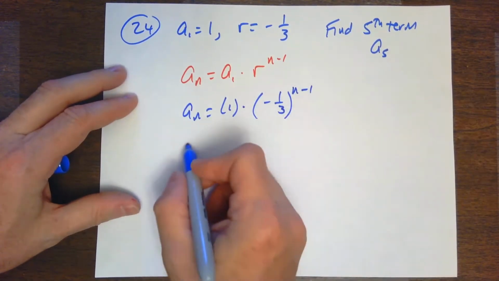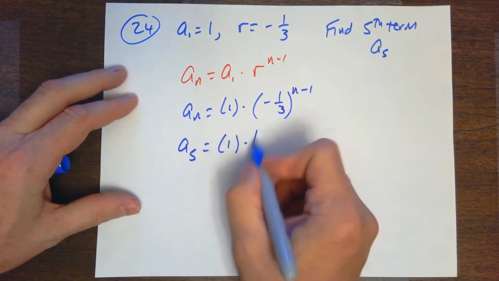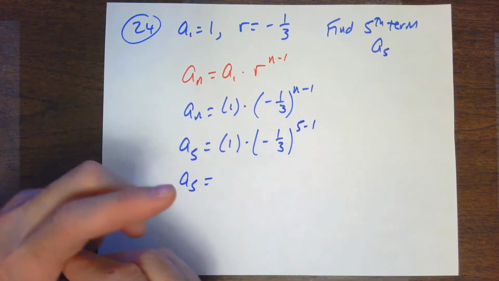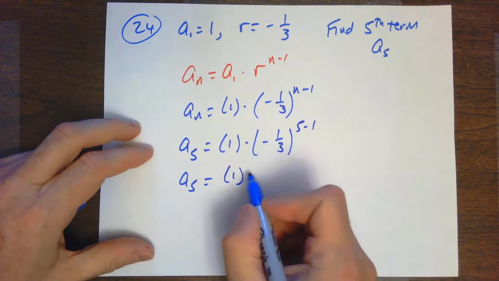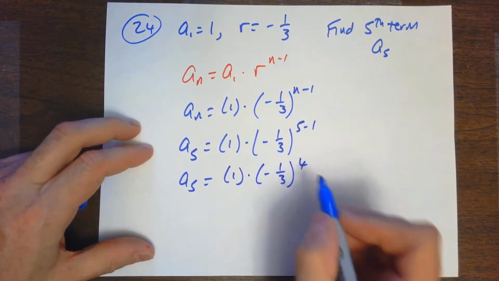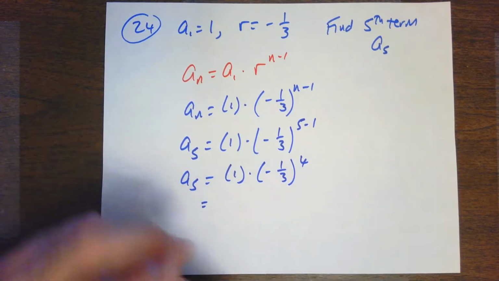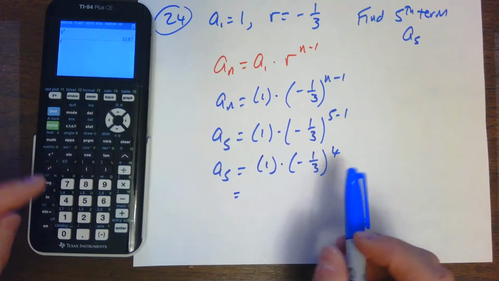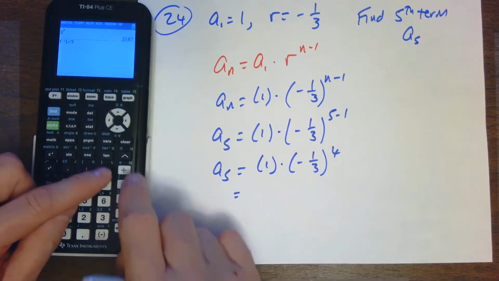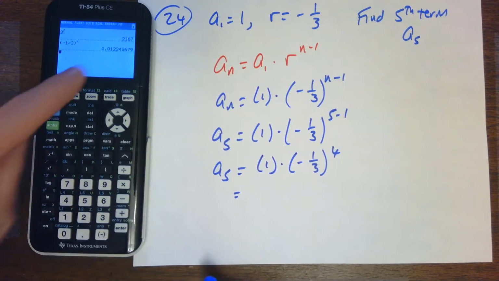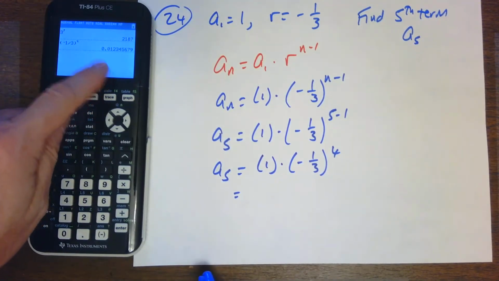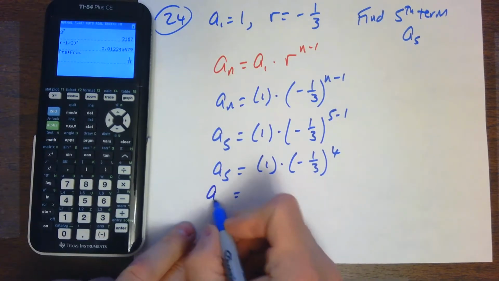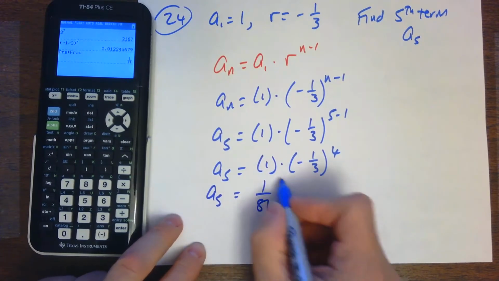Now I want to find the 5th term. A sub 5 is the 5th term. 1 times negative 1/3 to the 5 minus 1. It's going to equal 1 times negative 1/3 to the 4th. Now it's an even power. Even though my ratio is negative, I'm taking it to an even power, so I know it's going to be positive. So open parentheses, negative 1 divided by 3 to the 4th power. I'm going to convert it back to a fraction by going to Math, Convert to a fraction, and it tells me that the 5th term is 1/81.